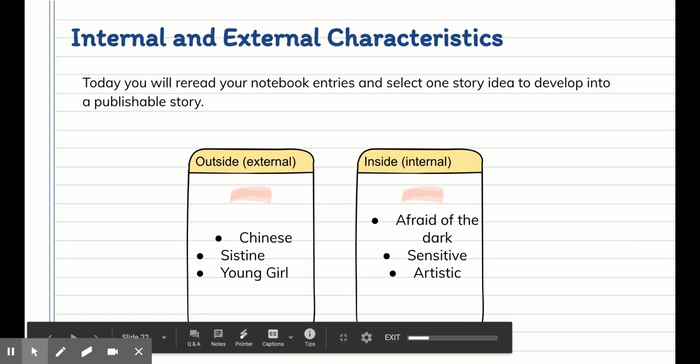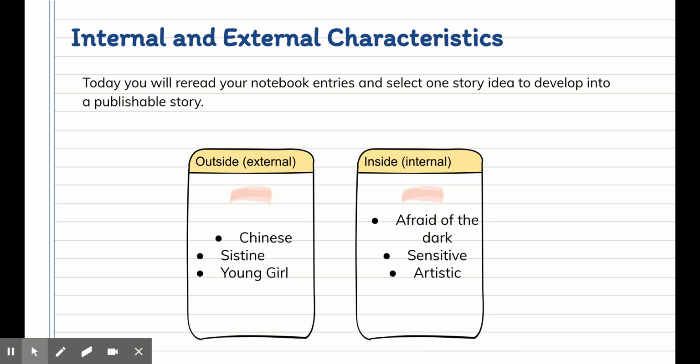Okay, I've added all these things to my chart. Now I'm going to reread everything that I have here. I have a Chinese girl. Her name is Sistine. She's a young girl who's afraid of the dark. She's sensitive and she's artistic. Does this make sense? Well, when her father's gone, she's afraid of the dark.